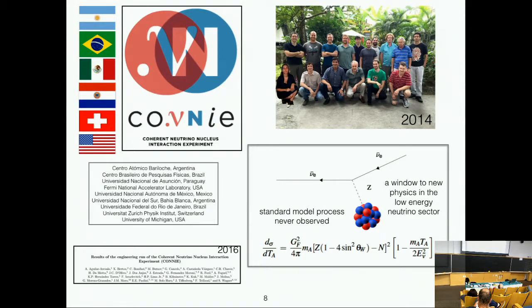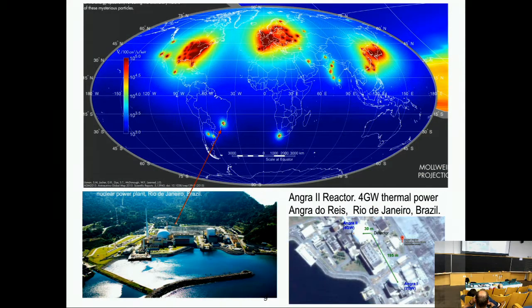We put this together and started collecting data in 2014. And we published our first result in 2016 with the engineering run of the detector. And we have very nice data looking for coherent scattering of neutrinos. This is where our detector is located, right next to a nuclear reactor in Angra dos Reis, about 4.5 hours drive from where we are now. Well, if you can get out of Sao Paulo first.